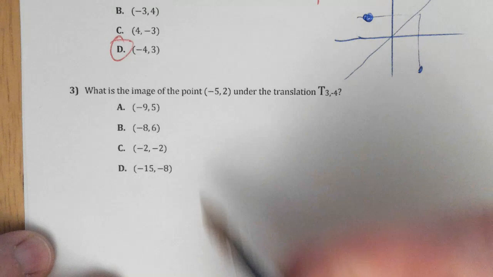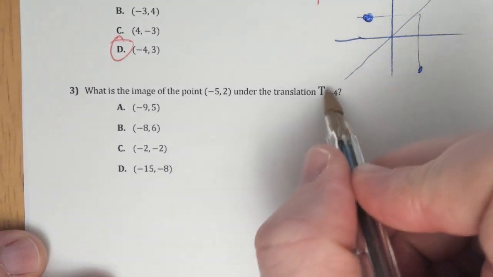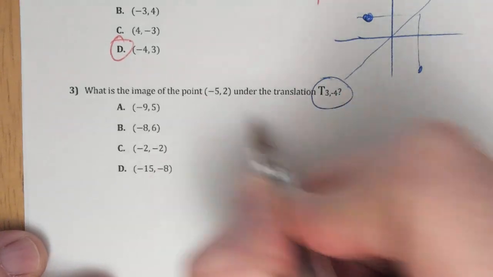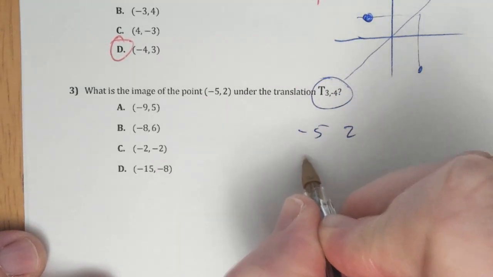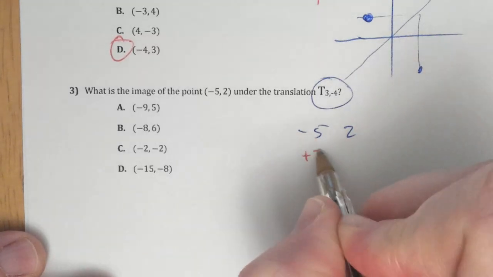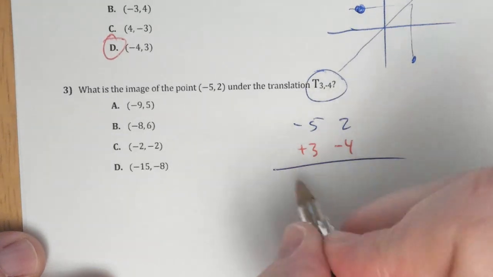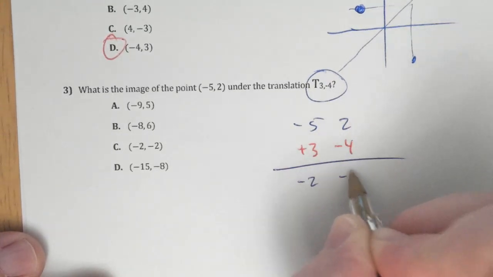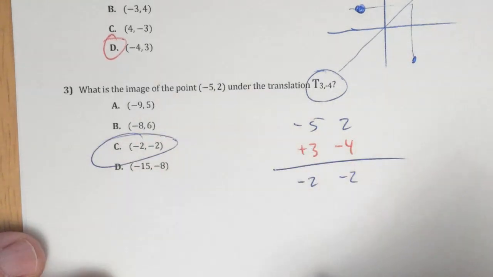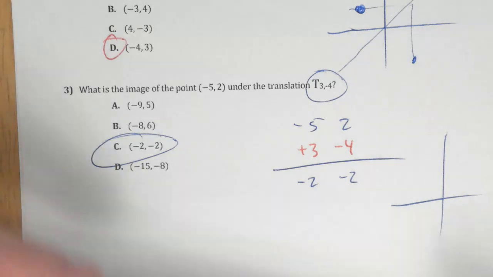Number 3, we have this point right here, and we're doing 3, -4, and this is translate. So we had this point, -5, 2, and what we're going to do is add this 3, and subtract this 4. Where did we land? We landed at -2, -2, which was C.